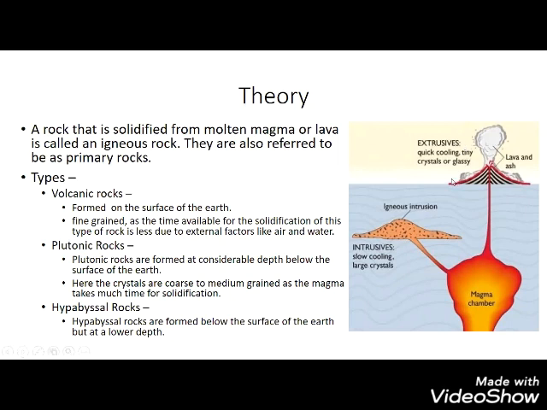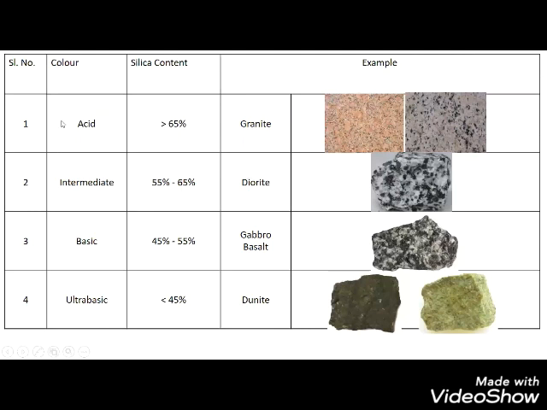rock. If you see the figure over here, the rocks that solidify on the surface of the earth are called volcanic rocks. They are also called extrusive rocks. The rocks that solidify deep below the surface of the earth are called plutonic igneous rocks. And intermediate, near the surface of the earth, are called hypabyssal rocks. These are the basic theory which you have to understand for the identification of igneous rocks.